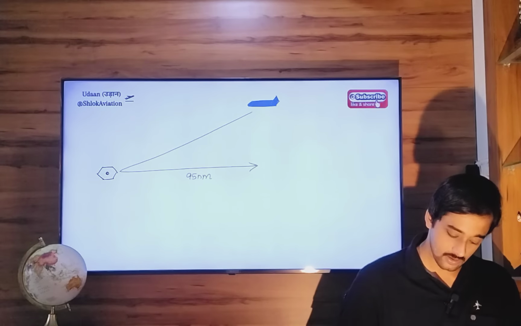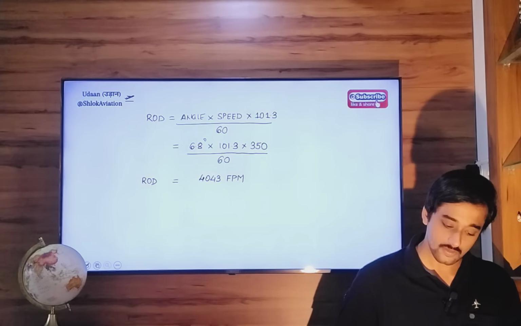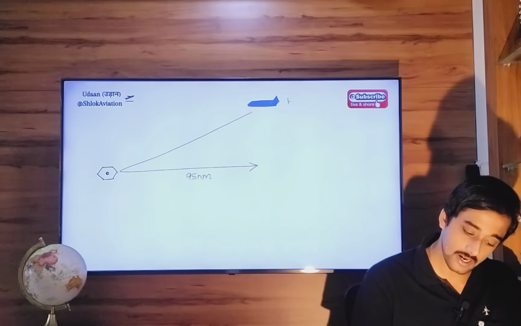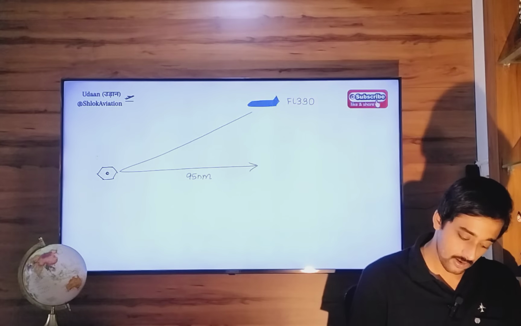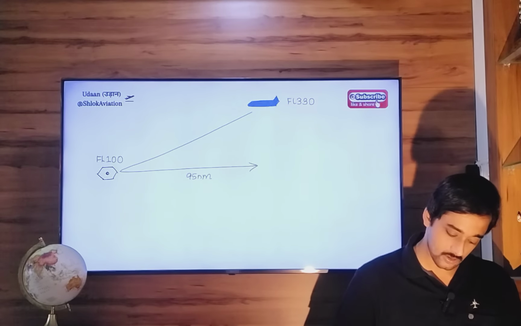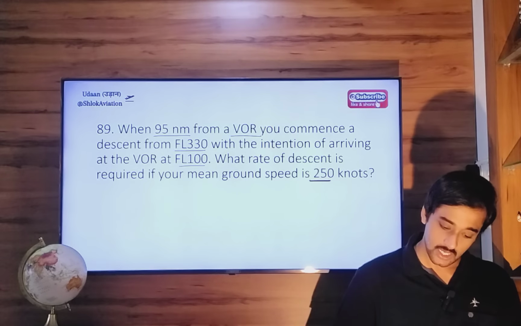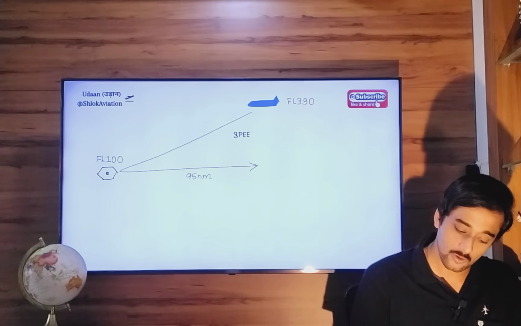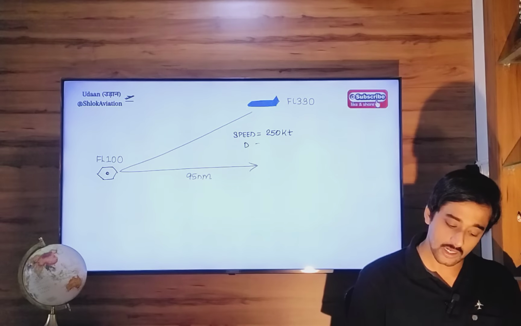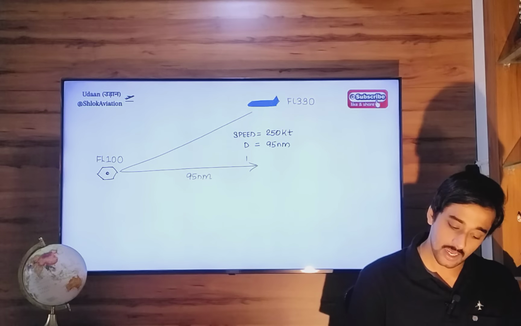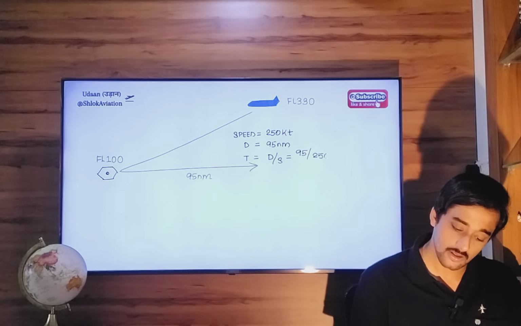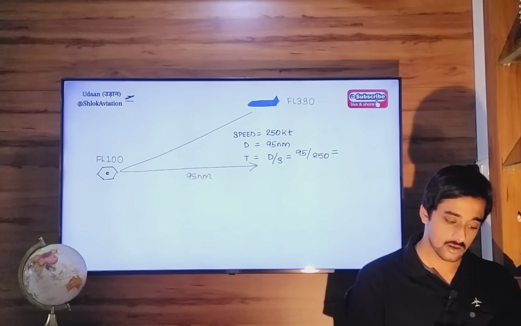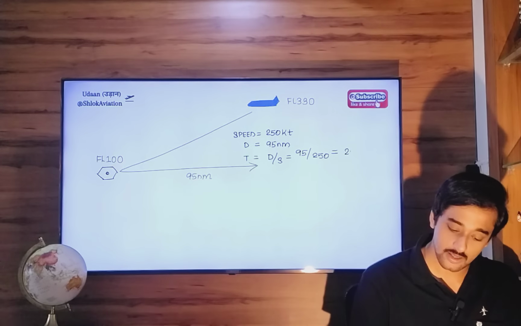You have to descend from a level of 33,000 to 10,000. So flight level 330 to flight level 100. Speed is 250 knots. Now when you know speed, you know distance 95 miles. Time can be calculated using distance by speed. So 95 divided by 250, which is equal to 22 minutes.